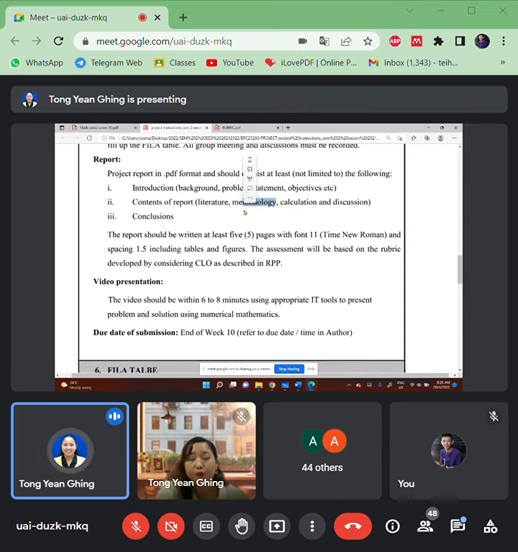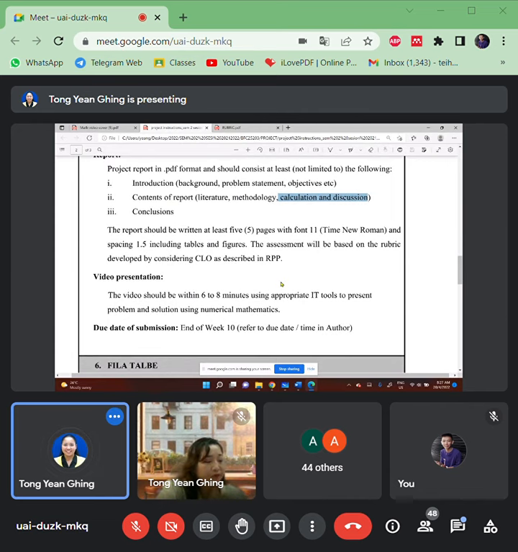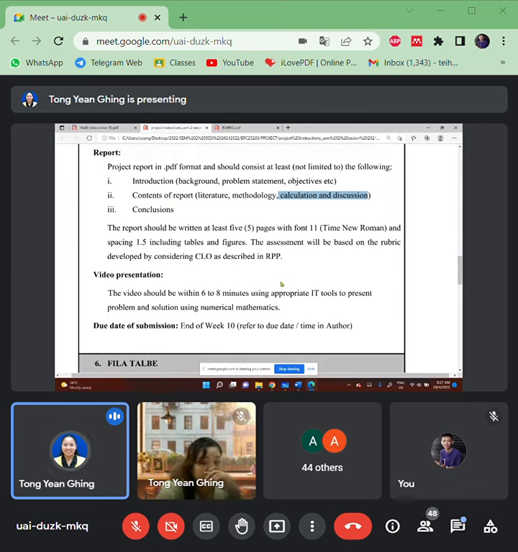Methodology is how you do the calculation, the method step by step. Then calculations and discussions. The report should be written at least 5 pages with font 11, Times New Roman, and spacing 1.5, including tables and figures. Assessment will be based on rubrics. Later on I will show you the rubric.